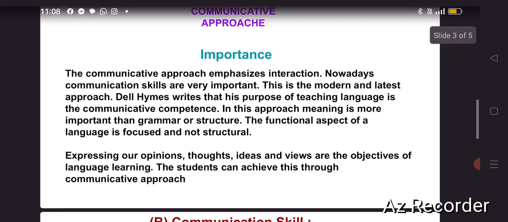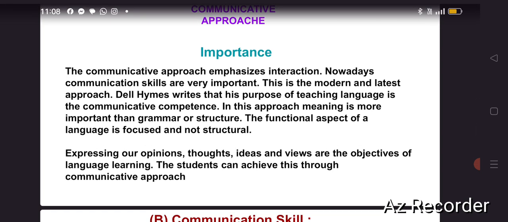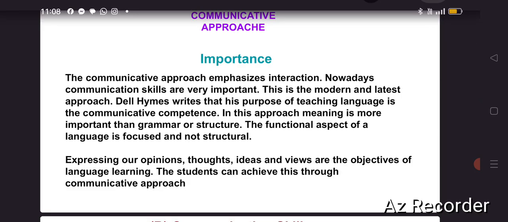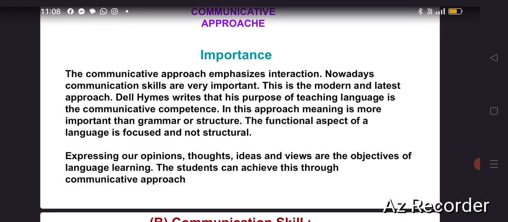So the communicative approach emphasizes interaction. There must be interaction in the class. When the teacher is teaching, the student has to give responses to the teacher. When the teacher asks a question, the student has to give the answer. That becomes the interaction. And without interaction there is no communication.